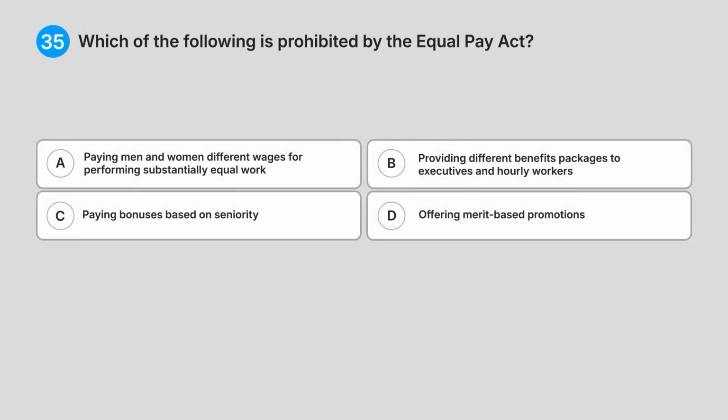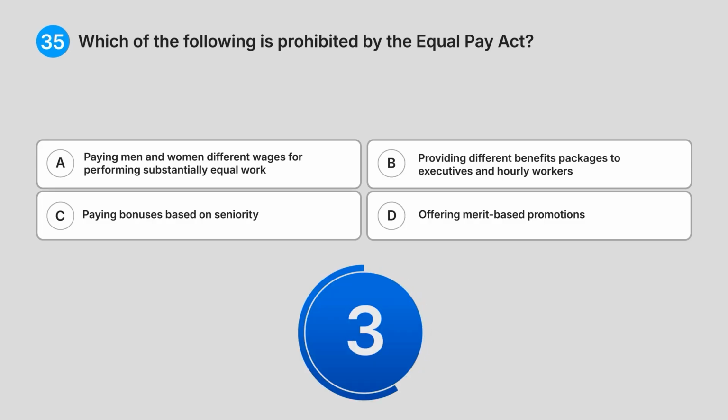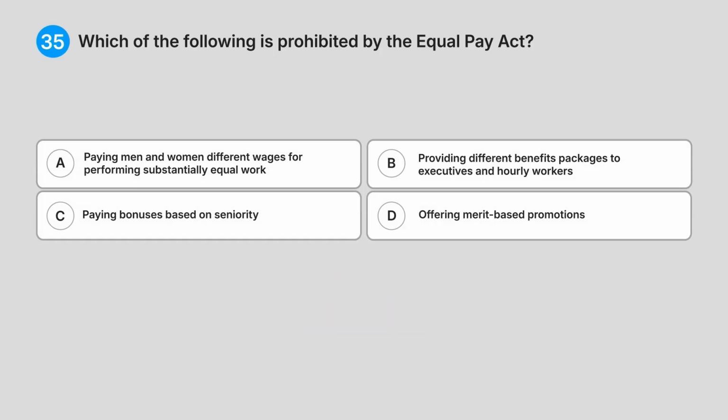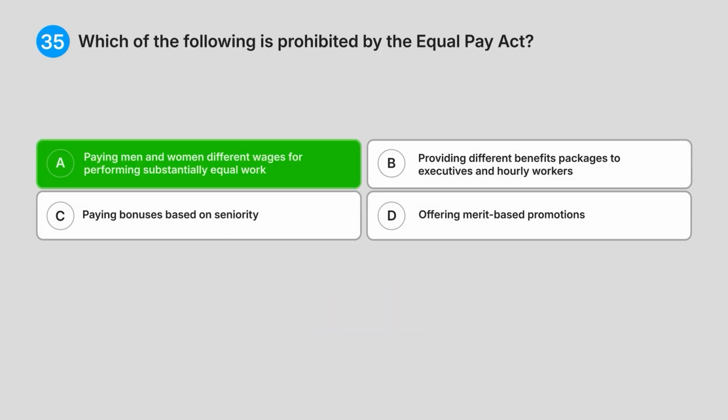35. Which of the following is prohibited by the Equal Pay Act? A. Paying men and women different wages for performing substantially equal work. B. Providing different benefits packages to executives and hourly workers. C. Paying bonuses based on seniority. D. Offering merit-based promotions. Can you guess the answer? Correct answer, A. Paying men and women different wages for performing substantially equal work.